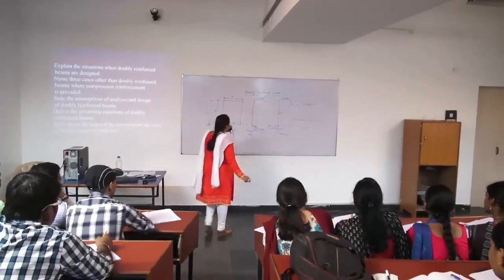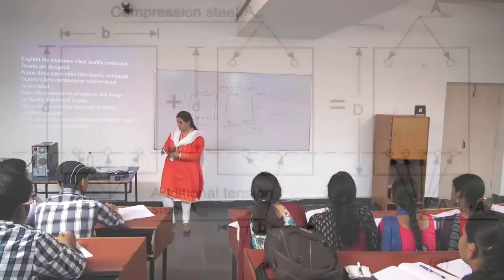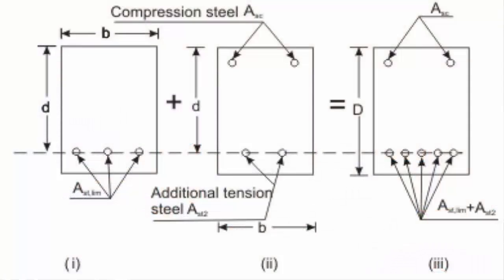By using this data, now I am going to discuss the doubly reinforced section. Suppose this is one doubly reinforced section. These are the tension bars and these are the compression bars. Now I am going to convert this beam into two parts. First is a singly reinforced section and the second one is an imaginary beam.